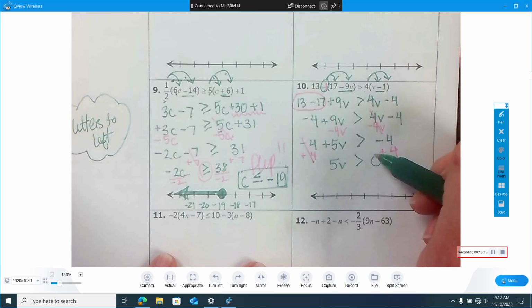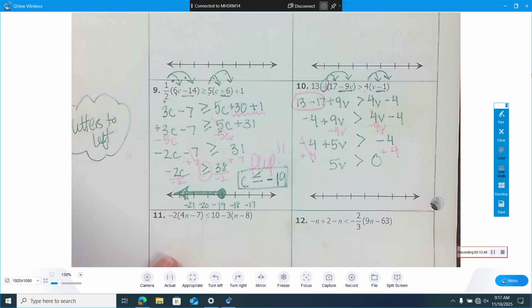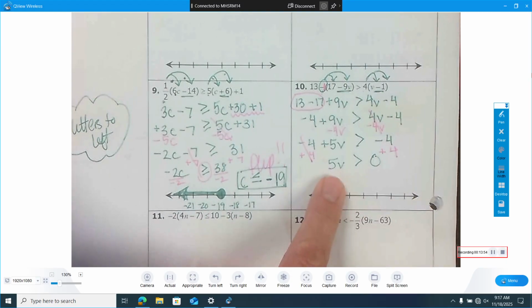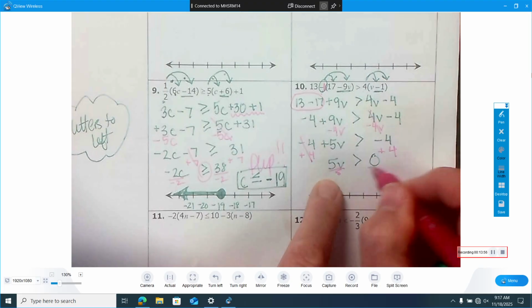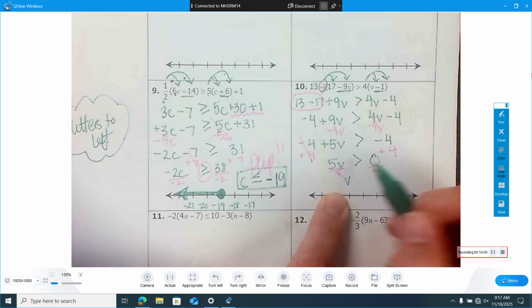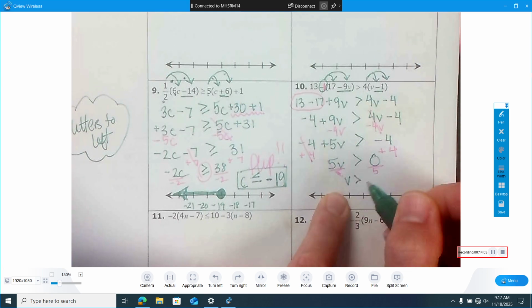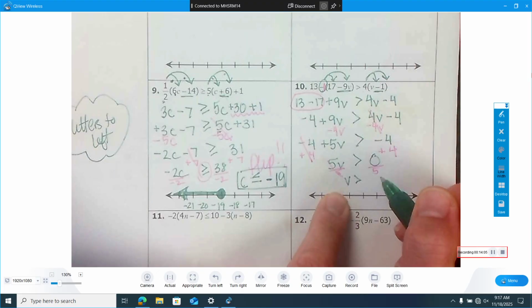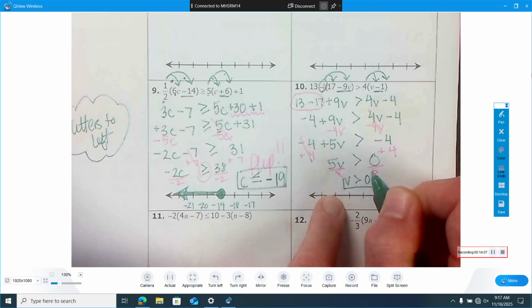Don't cross it out. We must have something on that right-hand side. And 0 is a fantastic number. It's a great number, actually. I love it when we get a 0. This makes life easy. How do we get v by itself? Divide by 5, divide by 5. So I get v. Do I need to flip my sign here? No. Is greater than, what is 0 divided by any number? 0. So v is greater than 0.